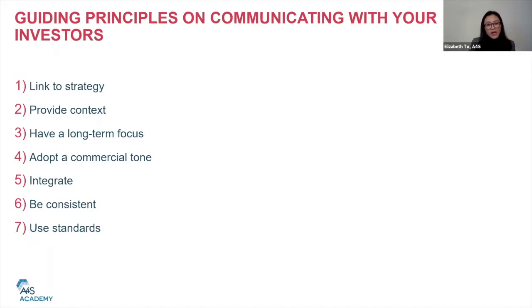Adopt a commercial tone, so you can do this by linking sustainability to revenue growth, cost reduction, risk management, or retention of key people in your organization. And integrate, this is about integrating sustainability throughout all communications, not as a standalone section. And be consistent year on year and across different communications. And use standards. So this is about using recognized standards to report sustainability performance and try to get external assurance for the key metrics that you report on.